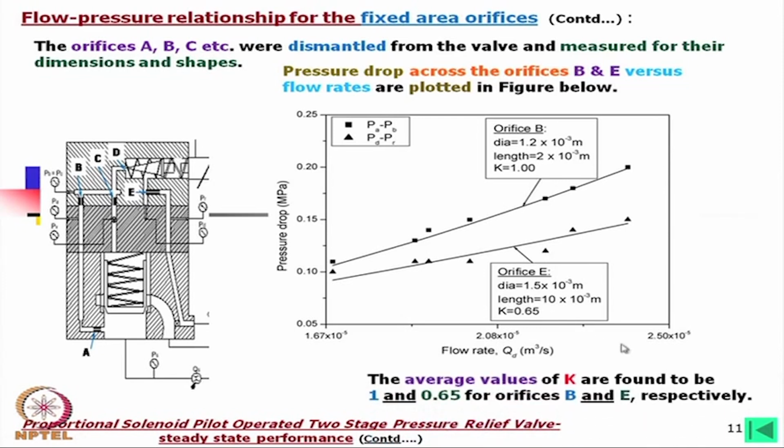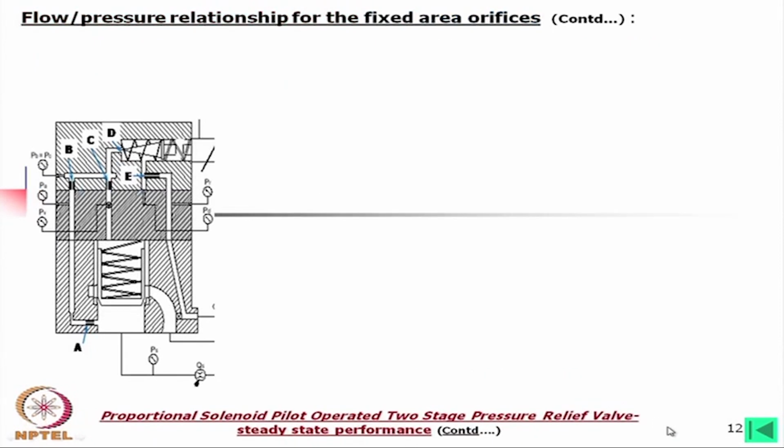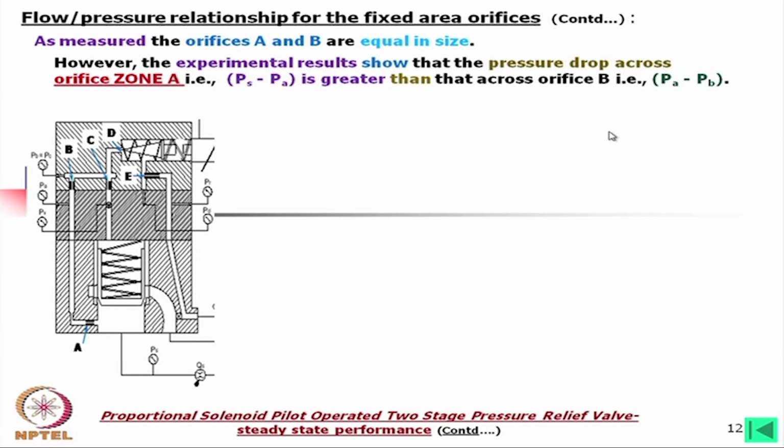Now, next, here I have written what the values of K are. Here I have mentioned that as measured, the A and B orifices are equal in size. However, the experimental results show the pressure drop across orifice zone A here is greater than that across orifice B. That means, here there was more pressure drop. This means that there is more restriction.